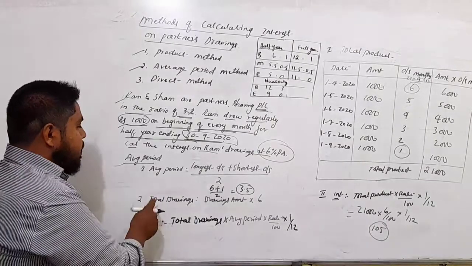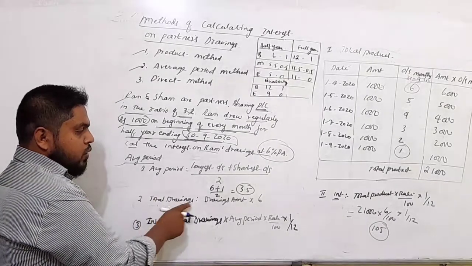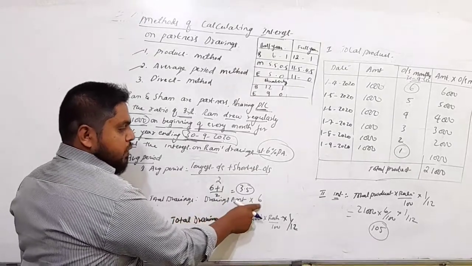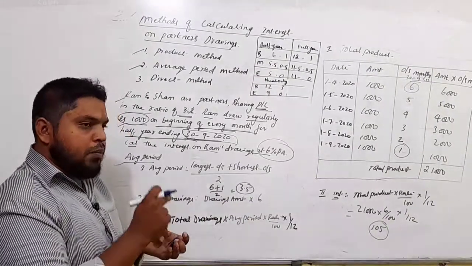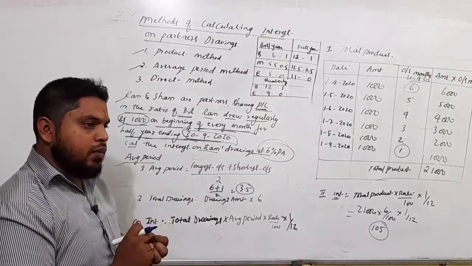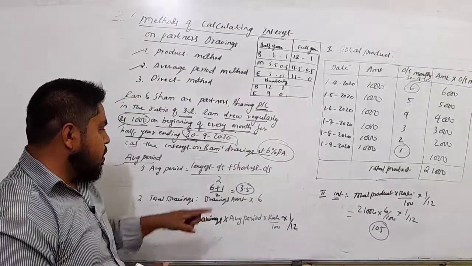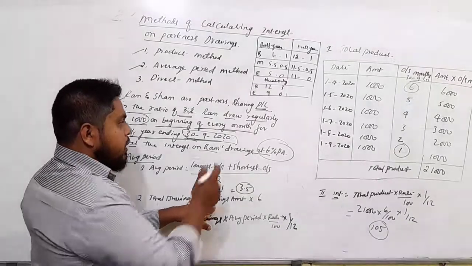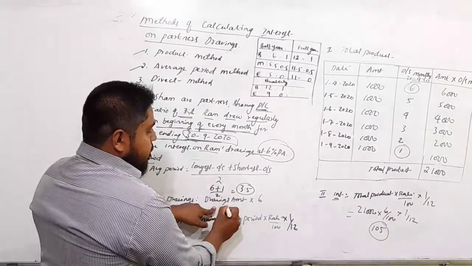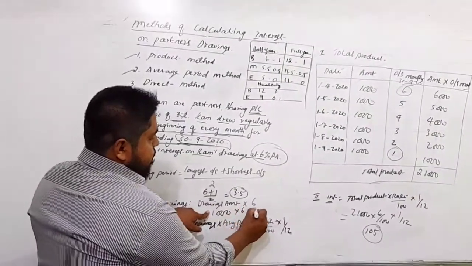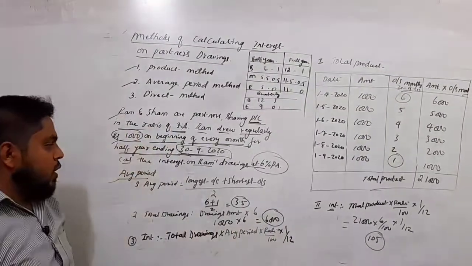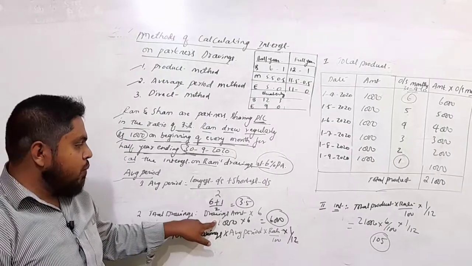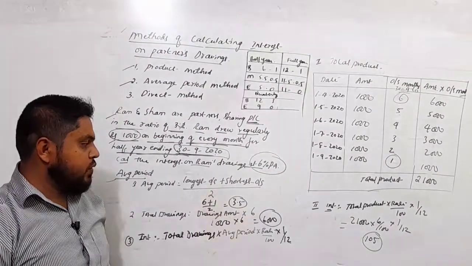Now the second step, total drawings. So drawings amount into 6 months. For the half year ending, let it be withdrawals at the beginning, middle or end, let it be any case, the drawings amount, that is 1000 into 6, is 6000. The formula is the same, drawings amount into 6.